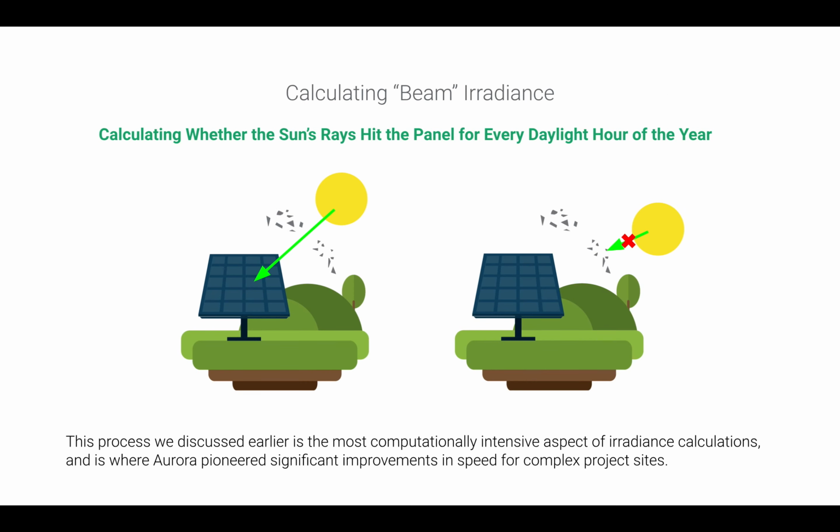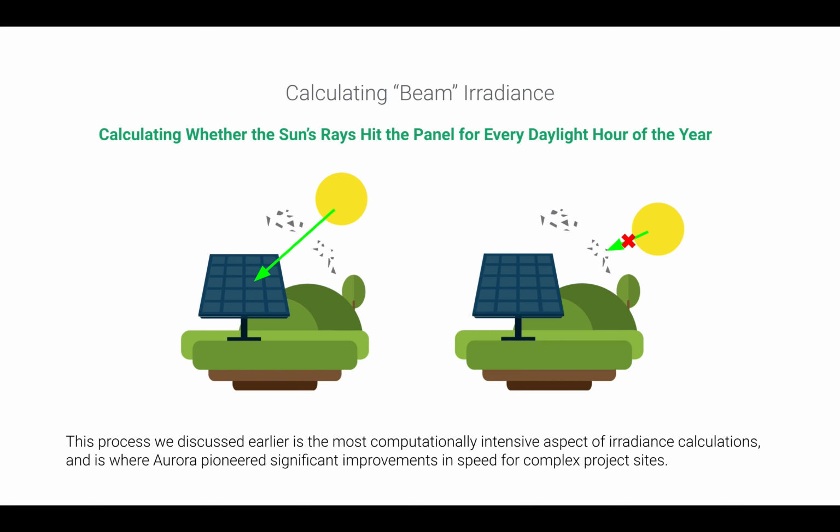Now, the process we discussed earlier of calculating the direct beam irradiance based on whether rays of the sun will reach a certain point is the most computationally intensive aspect of irradiance calculation, and is where Aurora pioneered significant improvements in speed for complex project sites. Because a project site can contain thousands of objects and intersections with solar rays have to be calculated for every daylight hour of the year, the number of calculations that need to be computed can be significant.